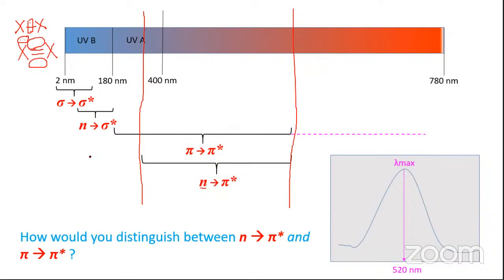So now, does this in any way help you reason how you can distinguish between pi to pi star kind of transition and n to pi star kind of transition? Okay, what, according to you, will be more favored, pi to pi star or n to pi star? Pi to pi star. Okay, why do you say so?